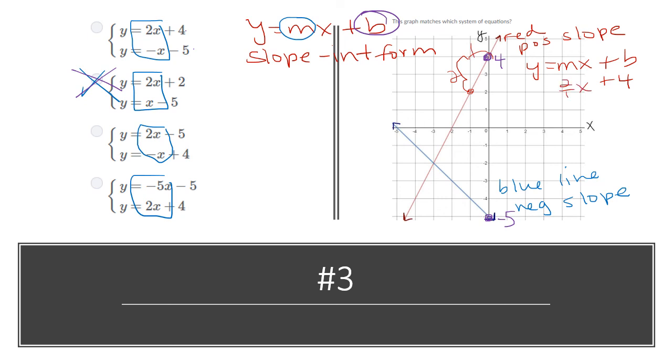2 over 1 x equals y. There's my equation: y equals 2x plus 4. This does not have y equals 2x plus 4 in it, so I can't use choice C. So these two are all gone.